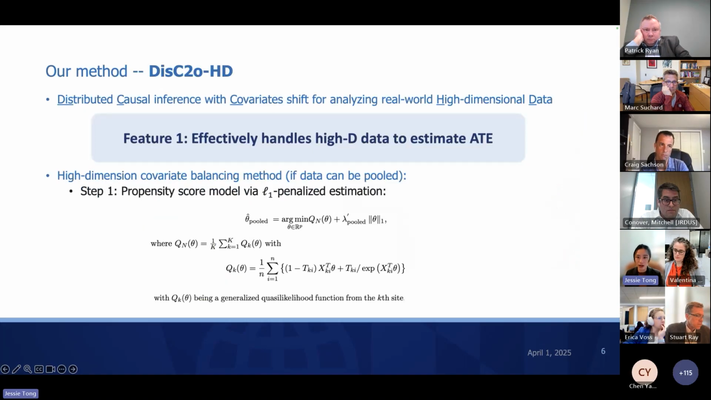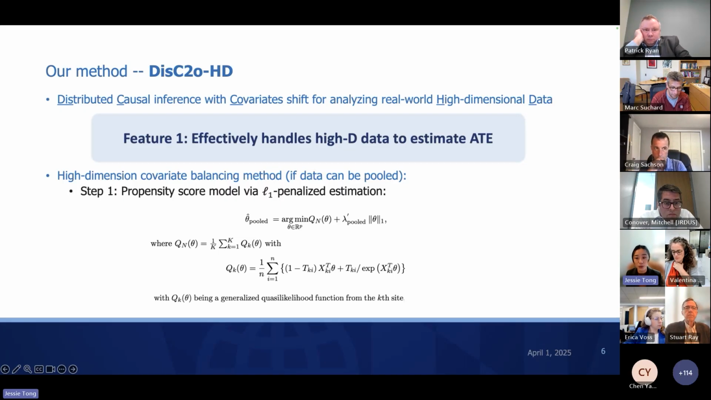So in this study, we introduced our method, which is called DisC2o-HD, and it stands for distributed causal inference with covariate shift for high-dimensional data. Our method has a few key features. The first feature is that it can handle high-dimensional data for causal inference and estimate the average treatment effect using a high-dimensional covariate balancing approach.